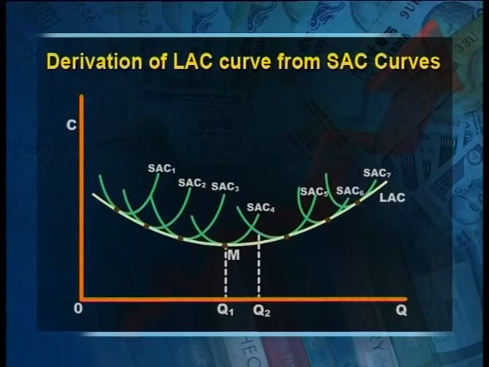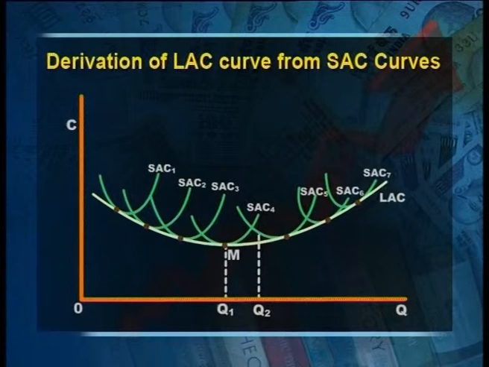Thus, the long-run average cost curve is a continuous curve and represents the points of tangency of different short-run average cost curves. Suppose the output level is less than Q1, the point of tangency between the long-run average cost curve and the short-run average cost curve is to the left of their minimum points. Similarly, for output levels more than Q1, the point of tangency between long-run average cost and short-run average cost is to the right of their respective minimum points. For Q1 level of output, the point of tangency between LAC and SAC at its minimum point is represented at point M, which is also the minimum point of LAC.